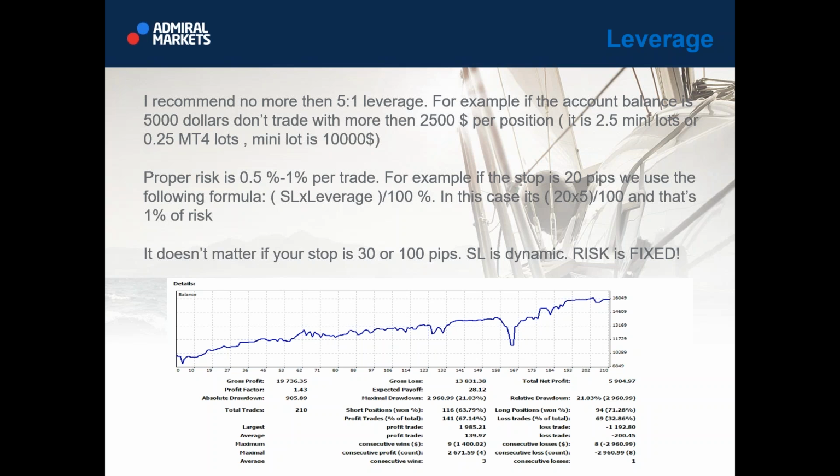You should always remember, guys: stop loss is dynamic, risk is fixed. This is what you need to remember always and forever. It doesn't matter if your stop is 30 or 100 pips. Stop loss is dynamic. You change stop loss according to the market. You cannot always trade with a fixed stop loss, right? So you need to adapt your stop loss, but risk is fixed. That is why you need to calculate your stop loss prior to opening a position.